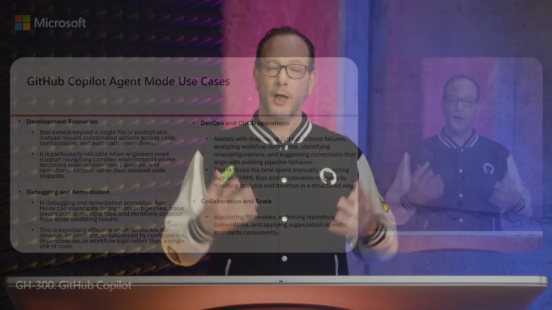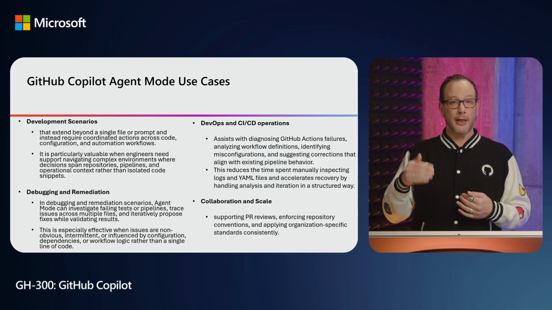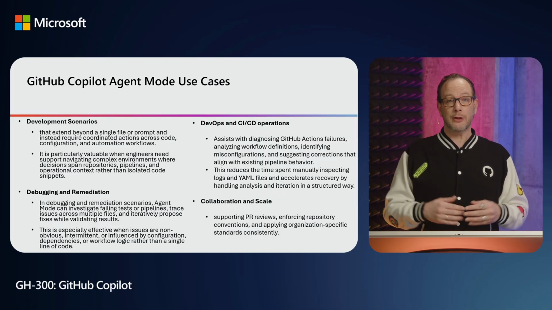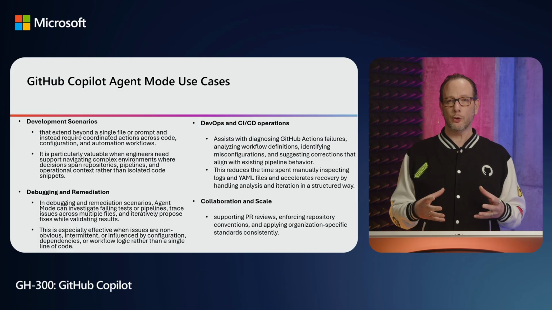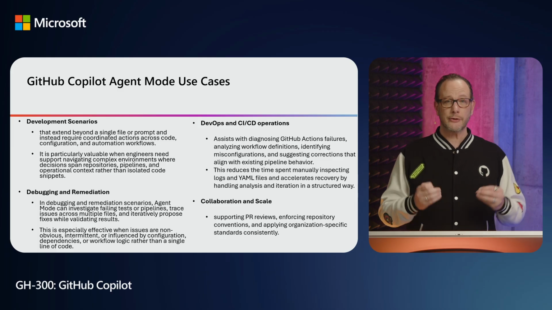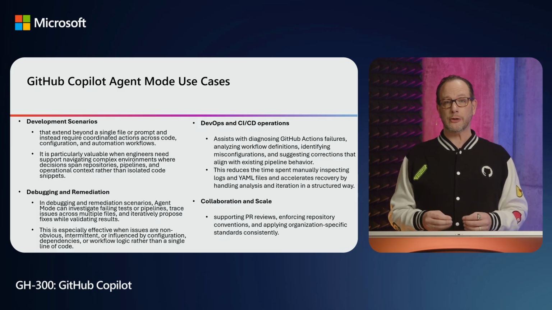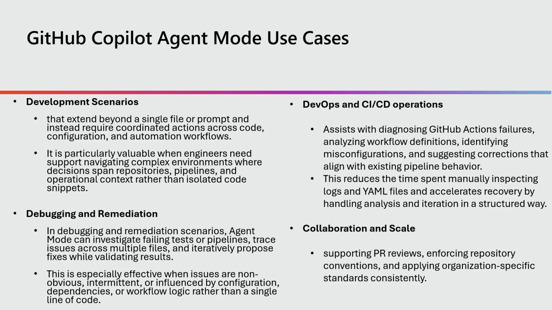Now you might go, okay, cool, but what does that actually mean? Like, when and where is agent mode most useful? Out of my own experience, and I use agent mode for almost everything now since it became available in preview, it really shines in scenarios that cross boundaries, looking at multiple files, looking at multiple repositories, checking pipelines, or even configurations, where simple code completion would fall short.